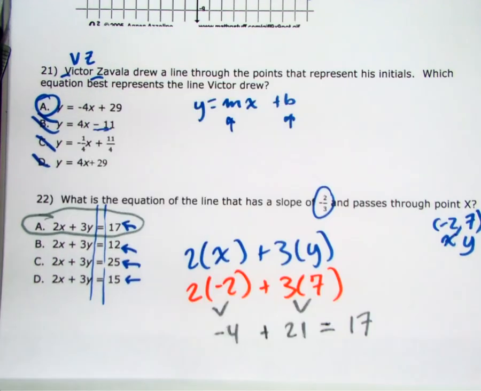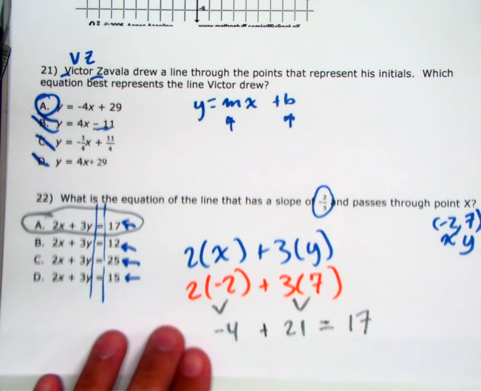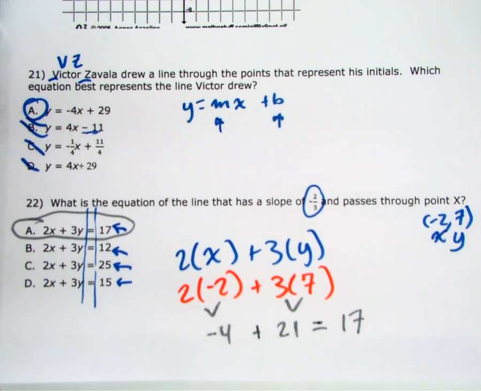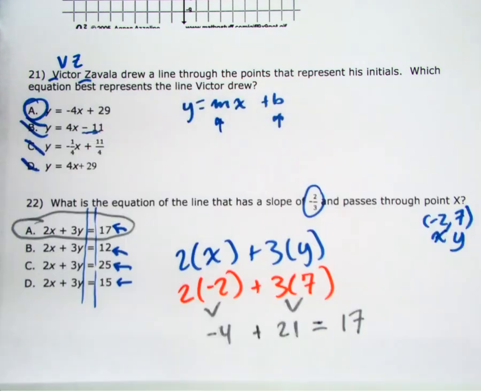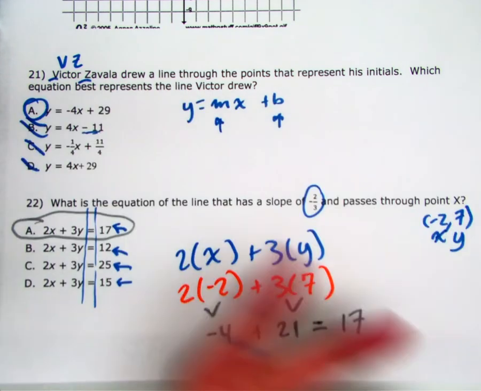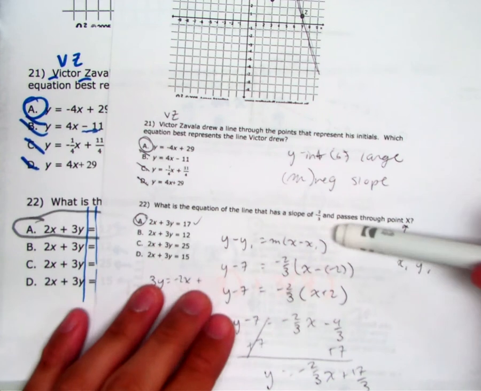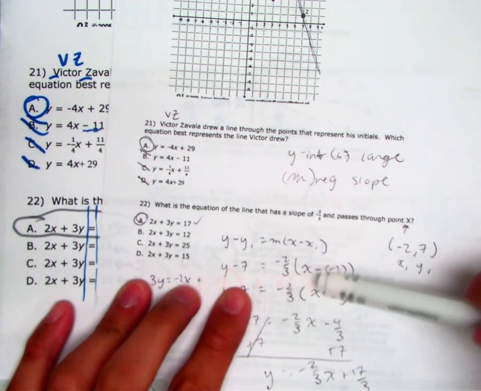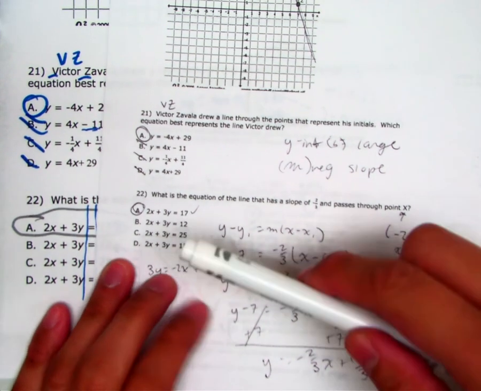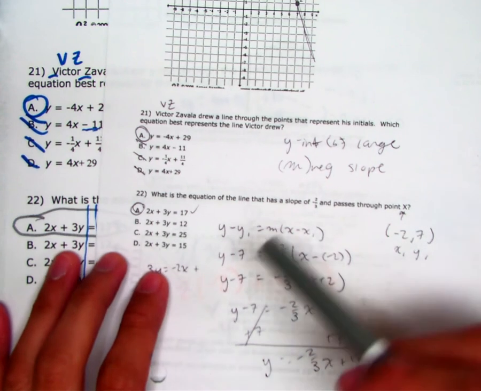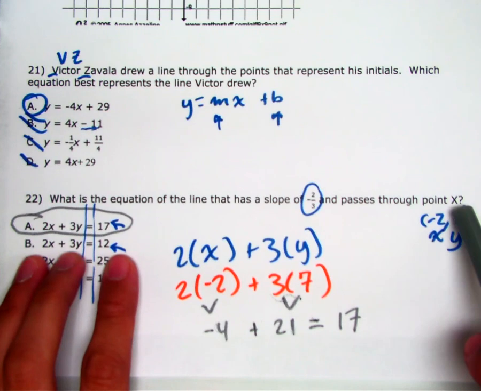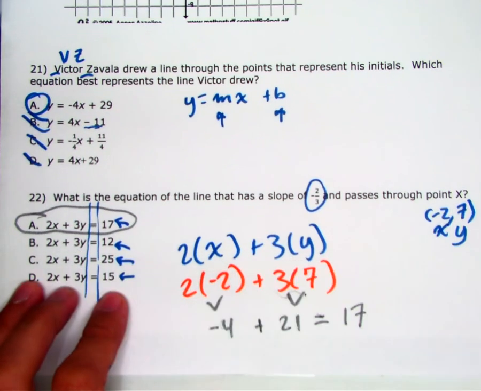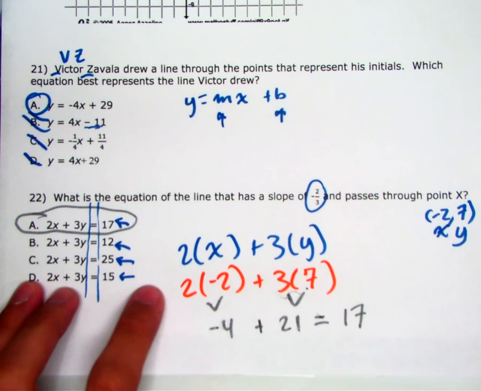But again, there were other ways that you could do this. You could have used the point-slope form, plugged in your slope and that point, solved for y, and then changed it back into standard form, but that takes so long. Using your knowledge of mathematics, you know that if a point lies on a line, it'll satisfy that equation. That's all I had to do, as opposed to this long drawn-out process. So be smart. Work smarter, not harder.